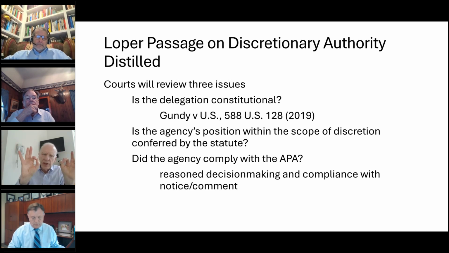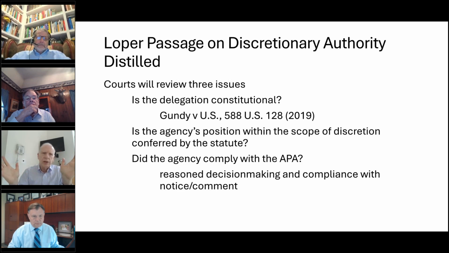The key takeaway from this passage in Loper, I think, and where the battles would be, is whether the particular regulation was within the scope of the delegated discretion. If you're a lawyer, the concept of ultra vires comes to mind. Is it beyond the scope of the authority conferred? It's kind of got that flavor to it. Okay, next slide.